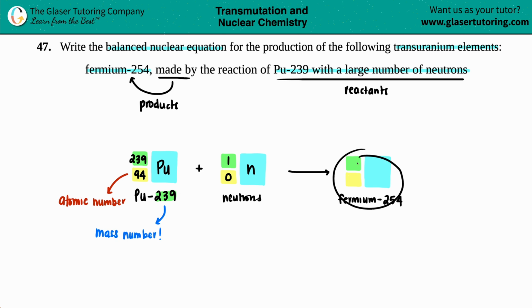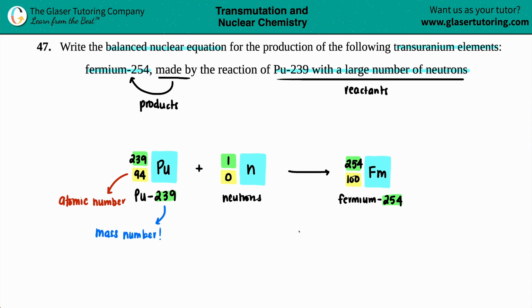Let's fill in what the fermium is. Fermium on the periodic table, I spotted it out. It's Fm. They're telling us that fermium has a mass number of 254. So 254 is on the top. And I look on the periodic table to see what the atomic number is for fermium, and fermium is always 100.